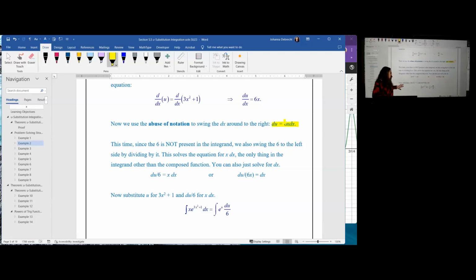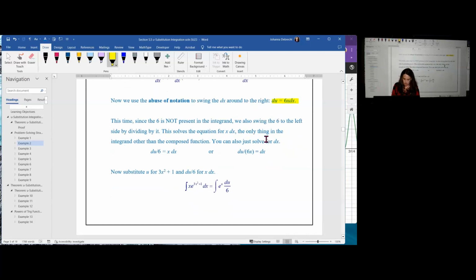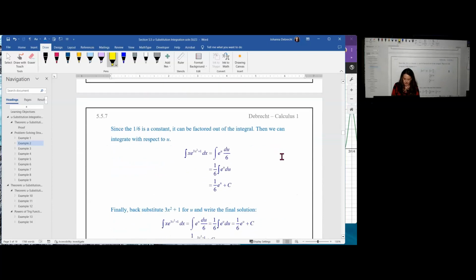In this particular problem, when you substitute for them, you are going to end up with e to the u power times du divided by 6. I said the constant will algebraically take care of itself. Now, the 1/6 is a constant in the integrand, so we can factor it out of the indefinite integral and pull it to the front.